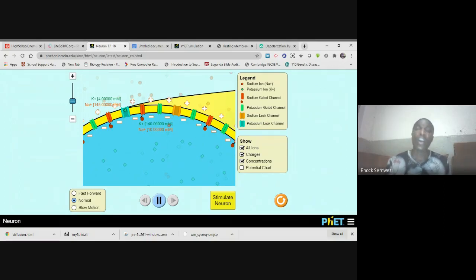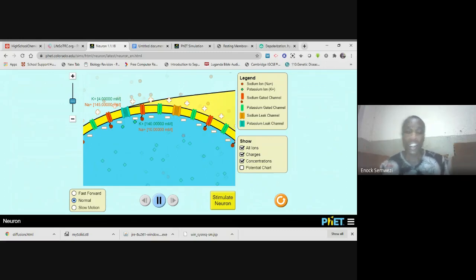On our membrane, we have the leakage channels. Hopefully you can see them. They're always open. They allow molecules either to move out or to move in. However, we have the gated channels. They only open when there is a change in voltage. And what can cause a change in voltage? For example, the arrival of an impulse in the axon.